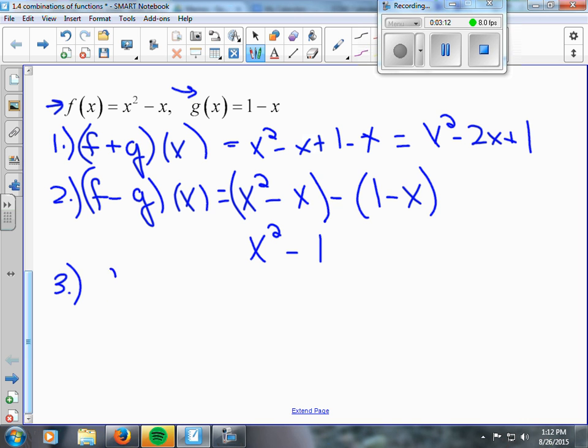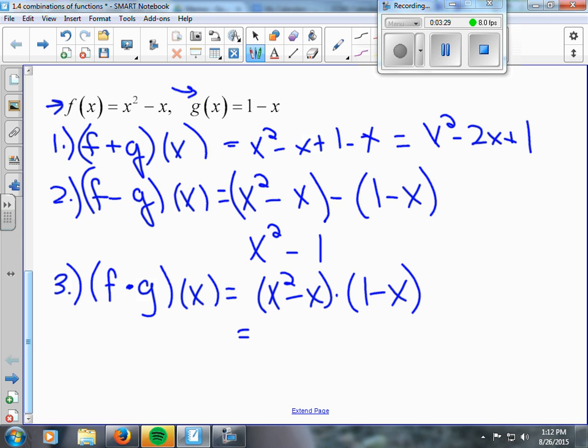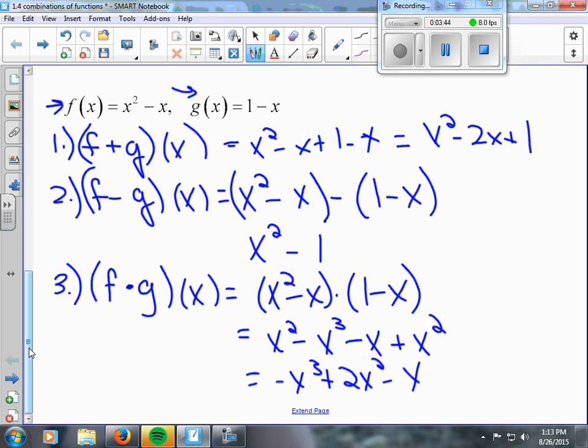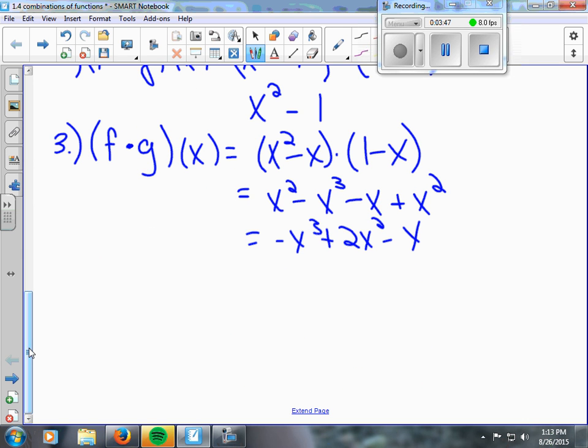Okay, next we're going to multiply them together. What is f times g of x? Notice this is a times dot, not an open dot that's a composition, but a small dot that's multiplied. So that would be x squared minus x times 1 minus x. And we need to distribute and collect like terms. So first I'll distribute the x squared. Now I'm going to distribute the minus x. And then I collect like terms. I get negative x cubed plus 2x squared minus x. You don't need to factor that.